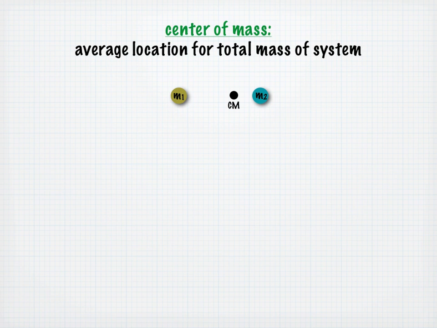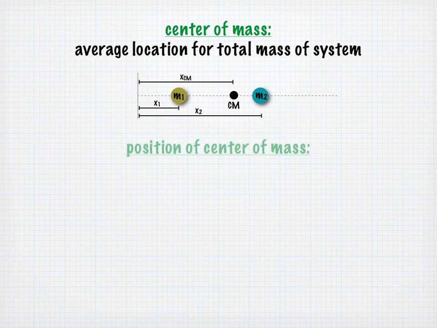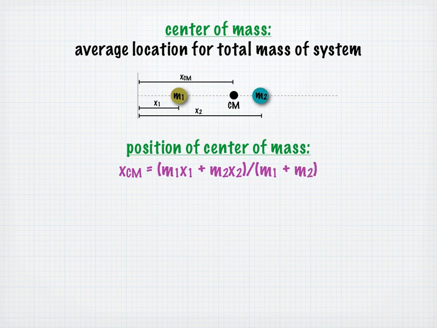If we draw an origin here, then mass 1 is at this position, x1, mass 2 is at this position, x2, and the position of the center of mass is at this position, xcm. The position of the center of mass for a two-body system is given by this equation.